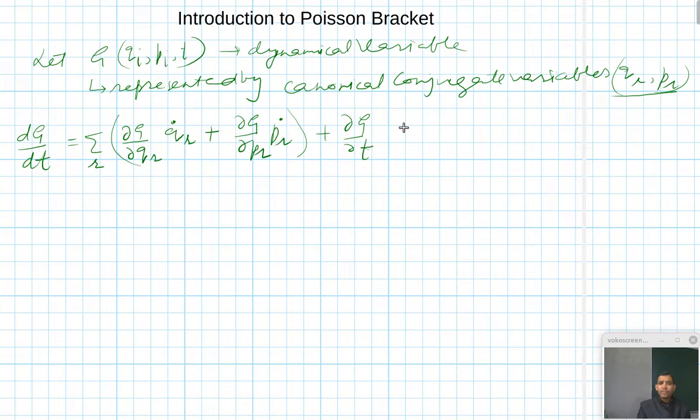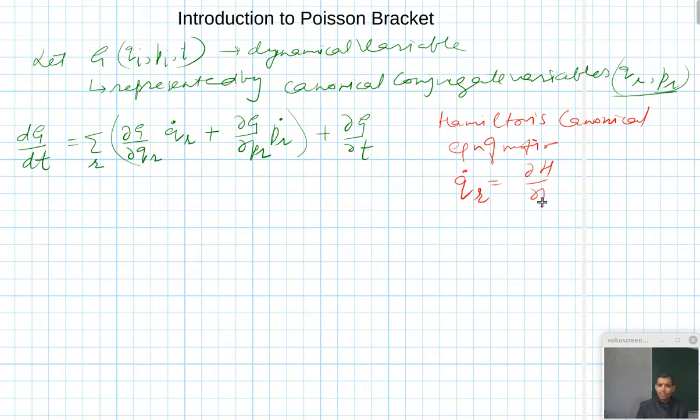So this is one thing which we have to keep in mind. And if I recall Hamilton's canonical equations of motion, according to those equations, Qr dot is equal to ∂H/∂Pr and Pr dot is equal to minus ∂H/∂Qr. These we have to keep in mind.